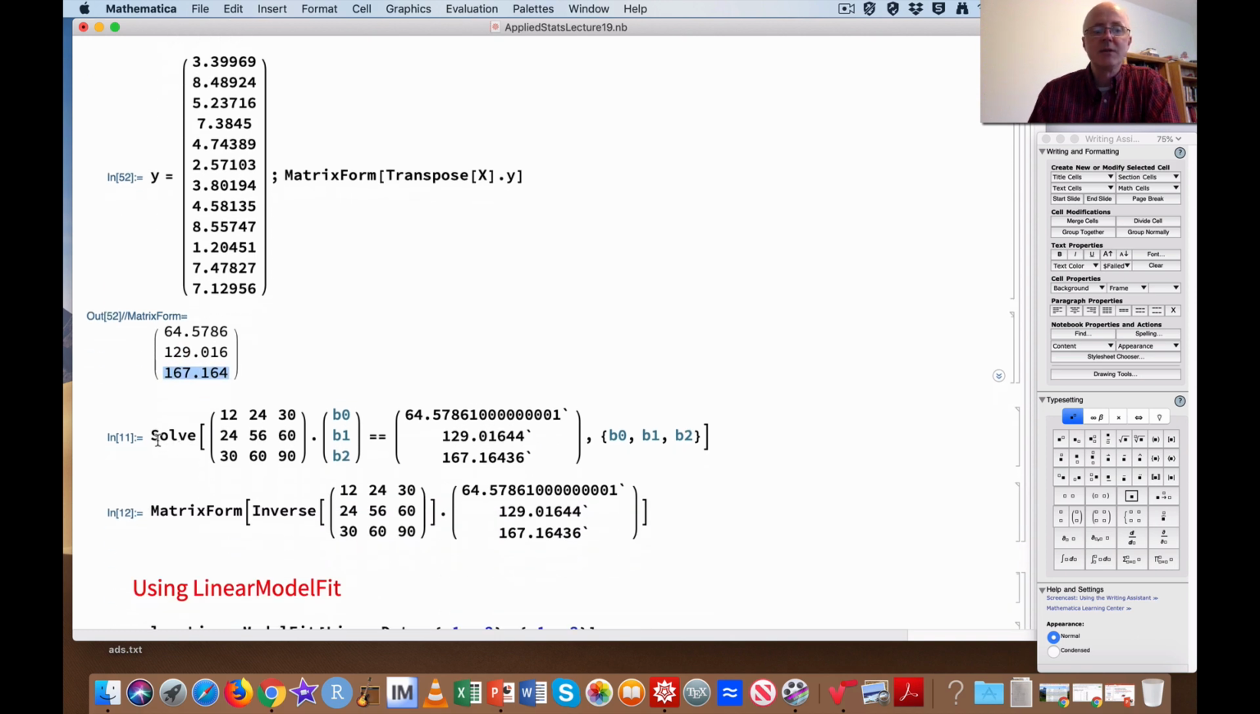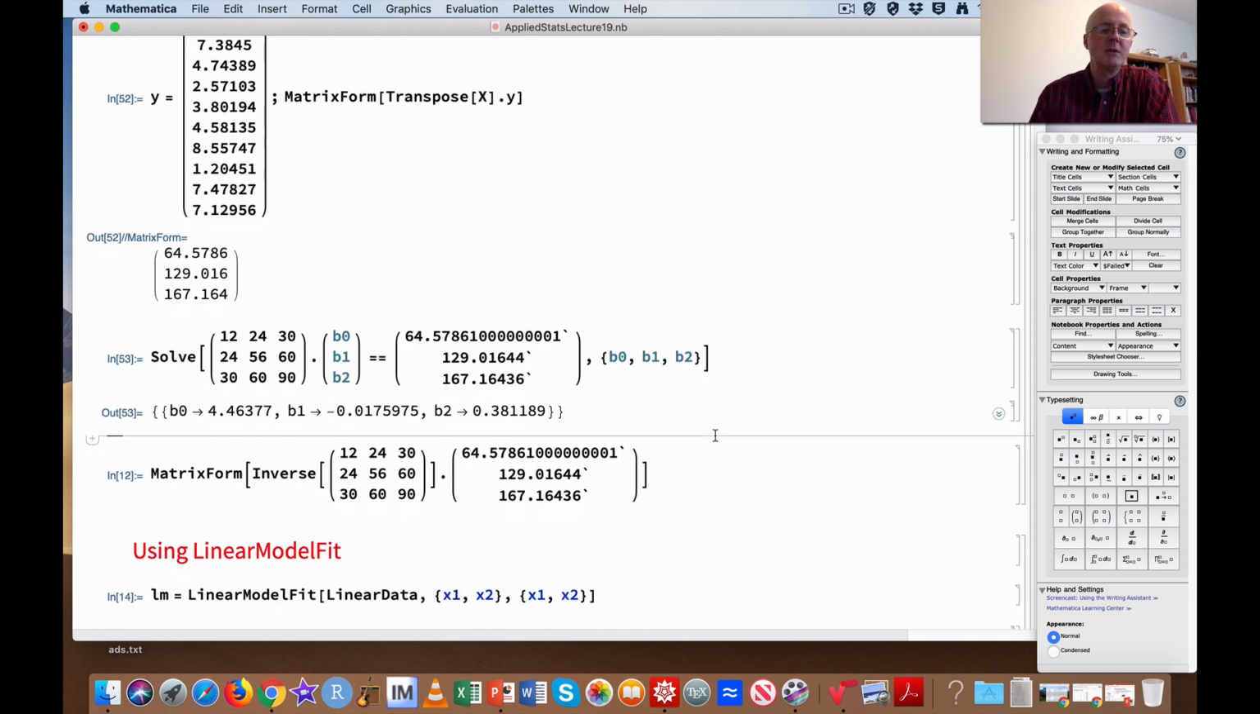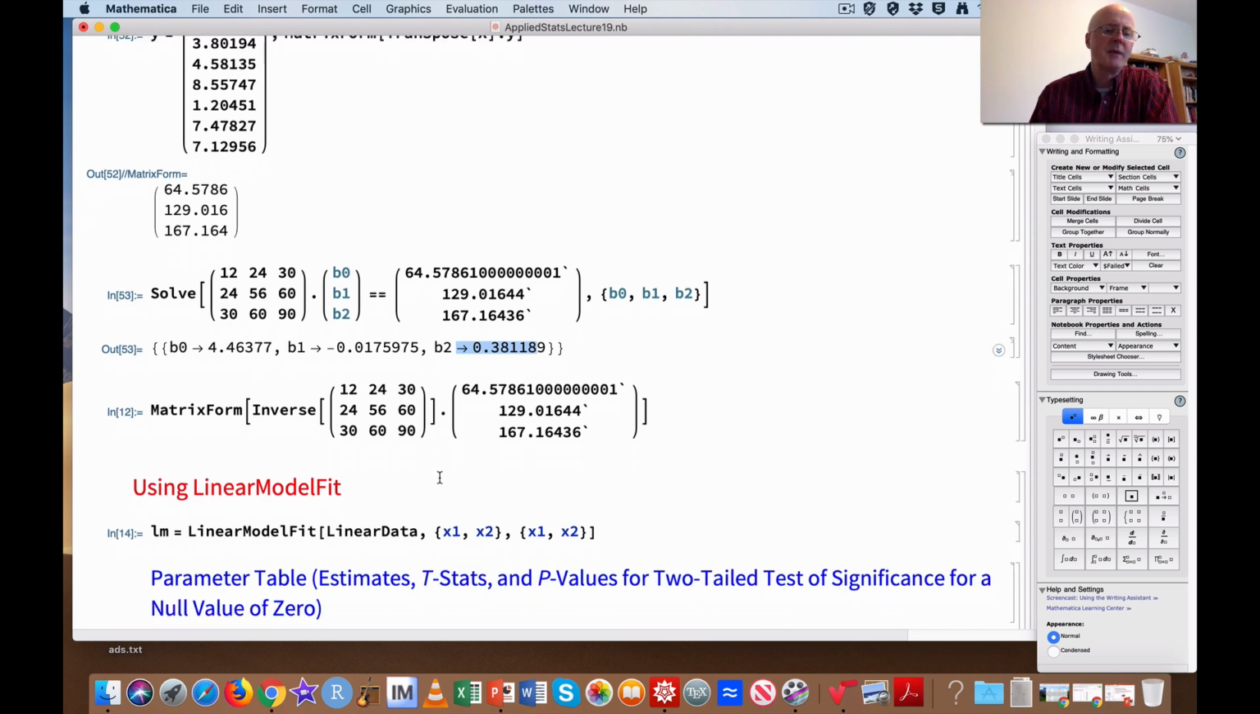We can solve for b0, b1, and b2 using Solve in this way. Don't forget your double equal signs there. This solves for b0, b1, and b2: 4.46, negative 0.0176, and positive 0.3812, just like we saw before. We also could solve it with an inverse matrix.